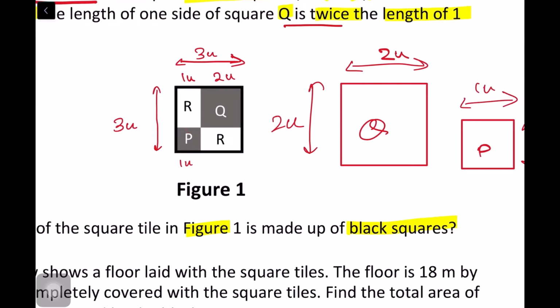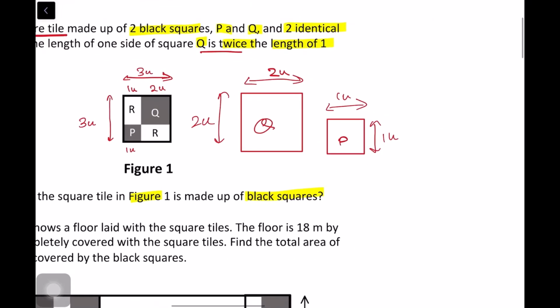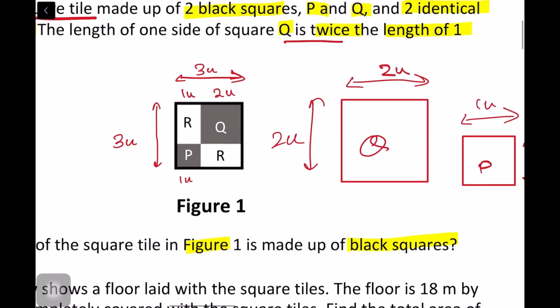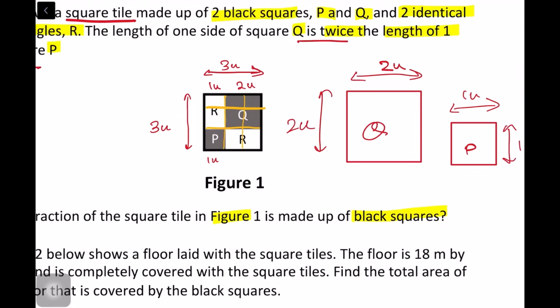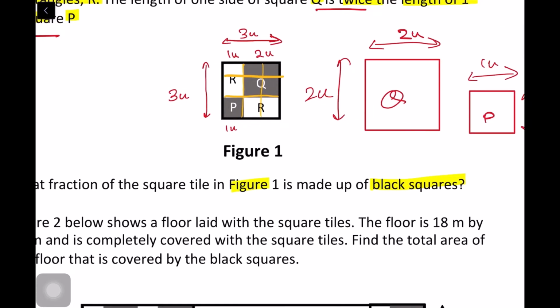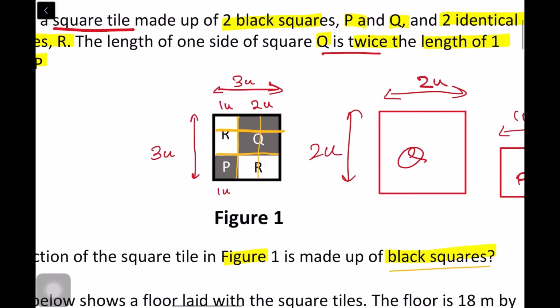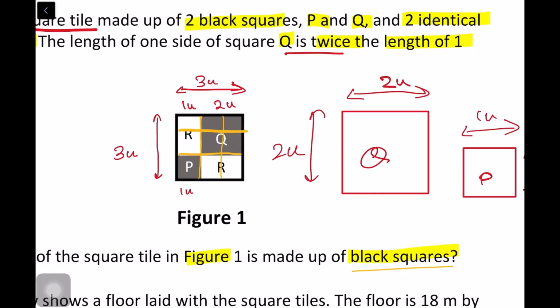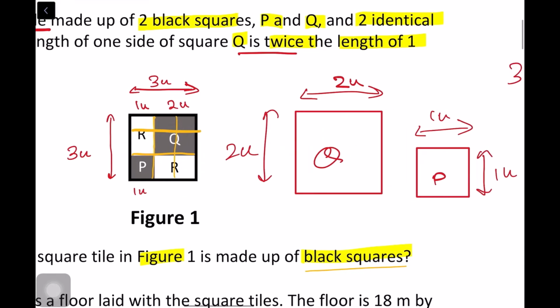So now the area of this tile would be 3 units times 3 units, which gives us 9 square units. So all we have to do is to divide this tile into 9 equal parts. When we do that, we get some figure like this, and we have to find the total shaded area, the total shaded region. That is what they mean by what fraction of the square is made up of black squares. So it's just the area of the shaded region divided by the total area of the square, and the square tile has a total area of 9 square units.